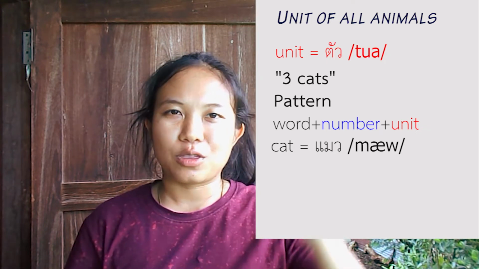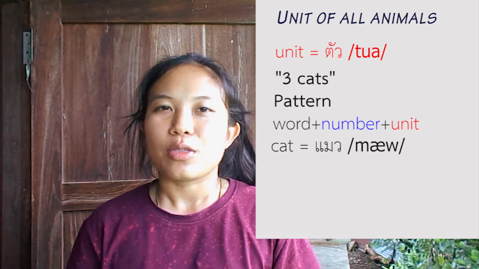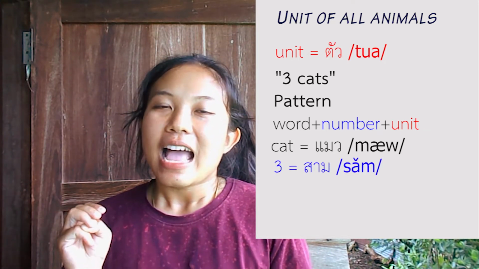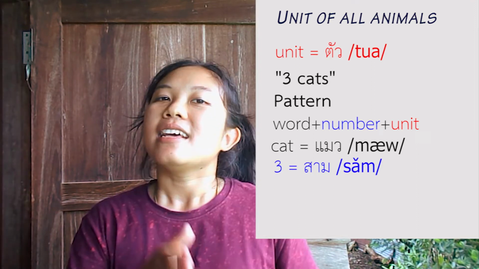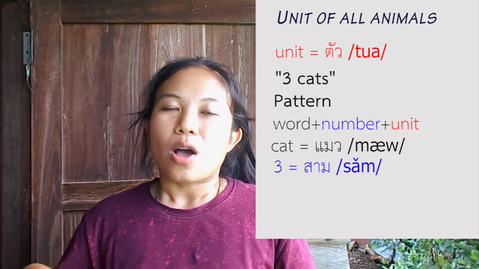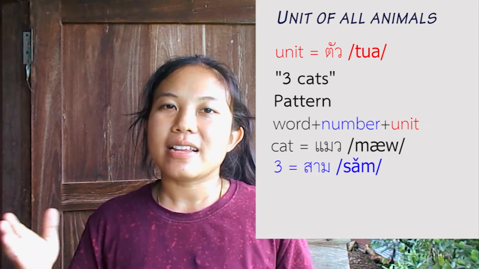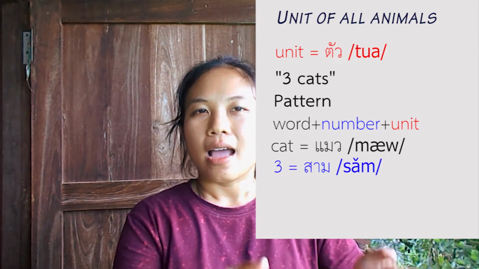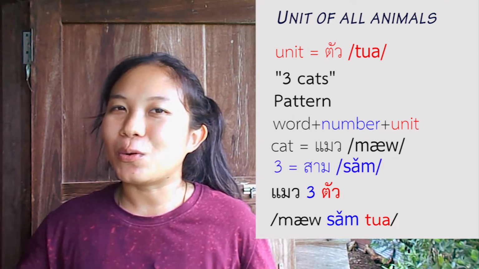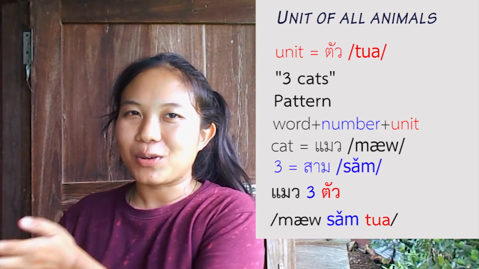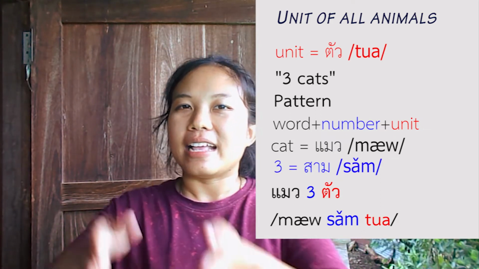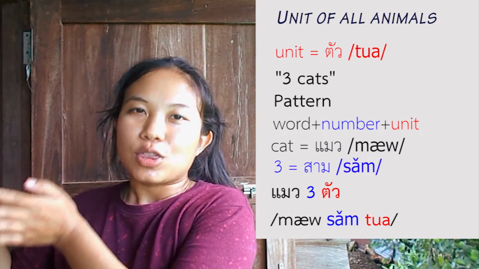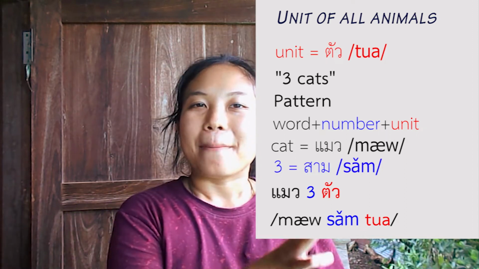You put it at the first position, and then the next position is the number. You want to say that there are 3 cats. So 3 in Thai is 3. And then the unit of the cat is animal. So all animals have the same units. The unit is ตัว. So you put ตัว at the end of the phrase. So it will be แมว 3 ตัว. Do you see the word แมว and then the number 3, and then the unit of the cat is ตัว. Then it will be แมว 3 ตัว.